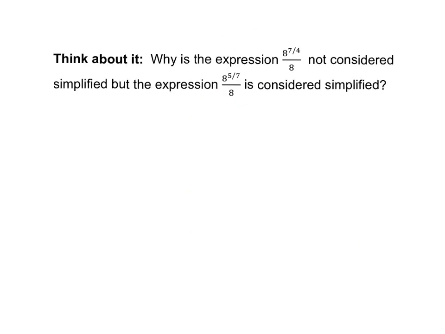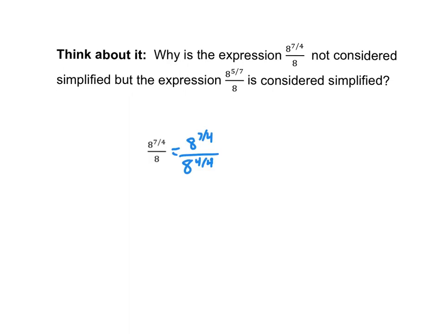Let's look at this question. It says, think about it. Why is the expression 8 to the 7/4 over 8 not considered simplified, but the expression 8 to the 5/7 over 8 considered simplified? Because we have an improper fraction up here, that means that I could actually subtract out 4/4 from this exponent. In other words, I could divide the numerator by 8 and divide the denominator by 8, and that's going to give me 8 to the 3/4 over 1.